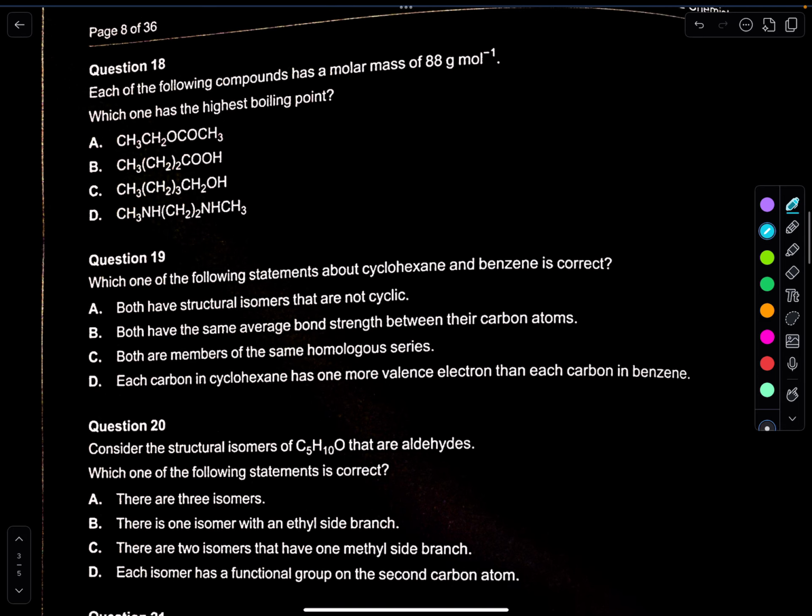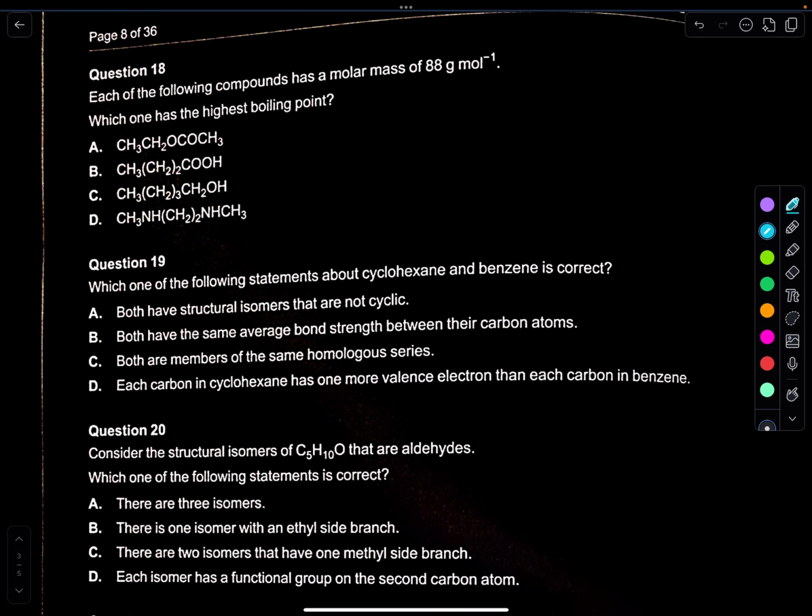17D. Next question. Each of the following compounds has a molar mass of 88 grams per mole. Which of the following has the highest boiling point? Really nice question, because if they all have the same molar mass, it means that they all have around the same dispersion forces. So we don't have to use dispersion force. So which of the following has the highest boiling point?